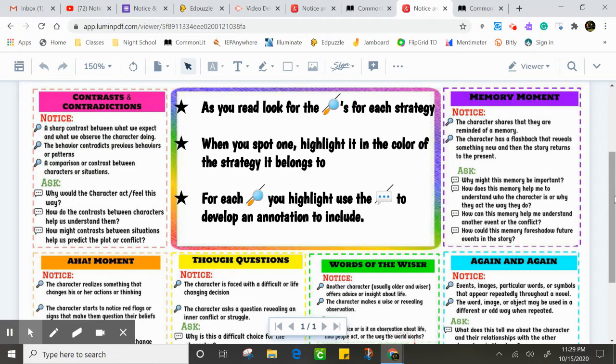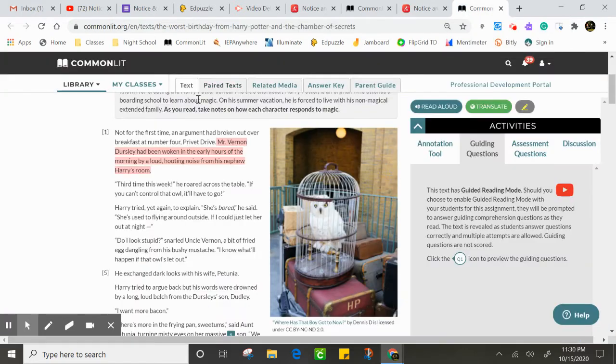How does this contrast between characters help us understand them? Well, we don't really have a contrast between characters, so that question doesn't apply to this, does it? All right. How about this one? How might the contrast between situations help us predict the plot or conflict? That one right there might be a good one for this one. So let's take a look back at our article.